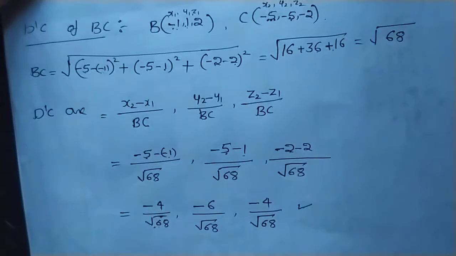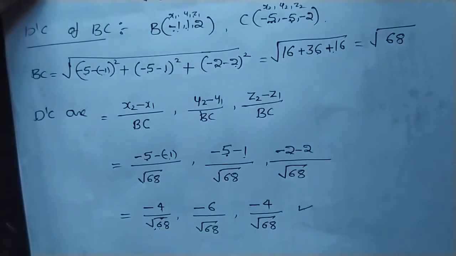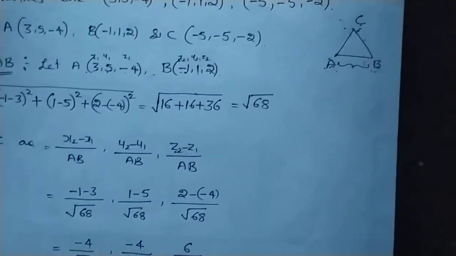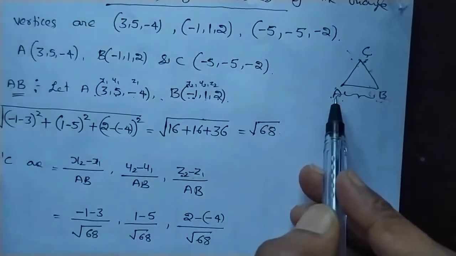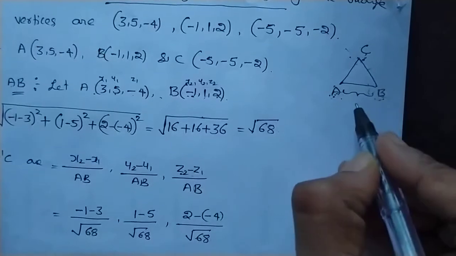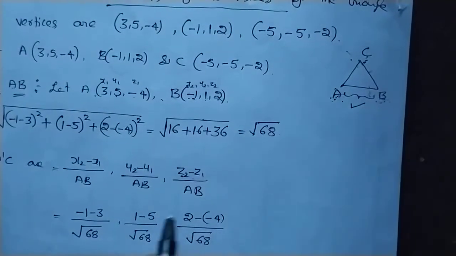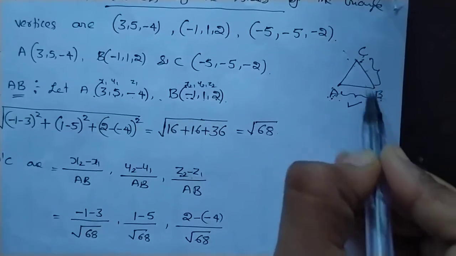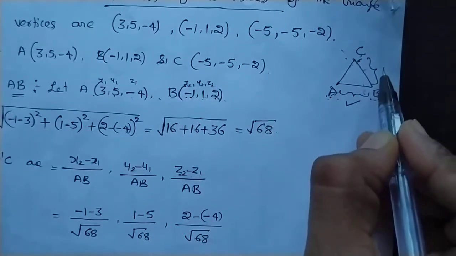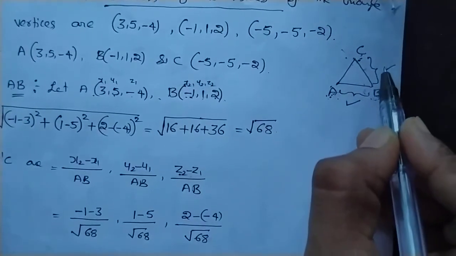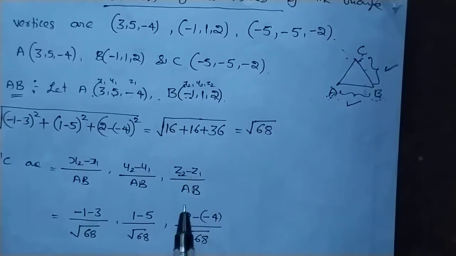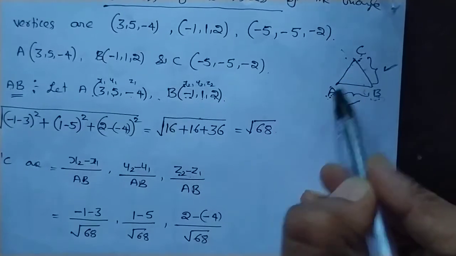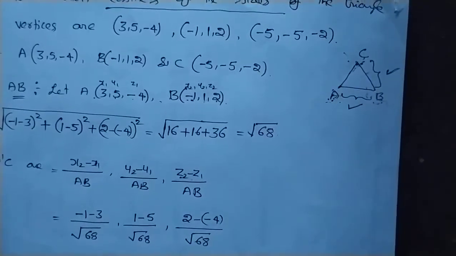Next, one more set we have to find, that is the direction cosines of CA. I already told you in the starting itself: first we find the direction cosines of AB, which we found. Next, the direction cosines of BC, which is also over. Next, what we have to find is the direction cosines of CA.